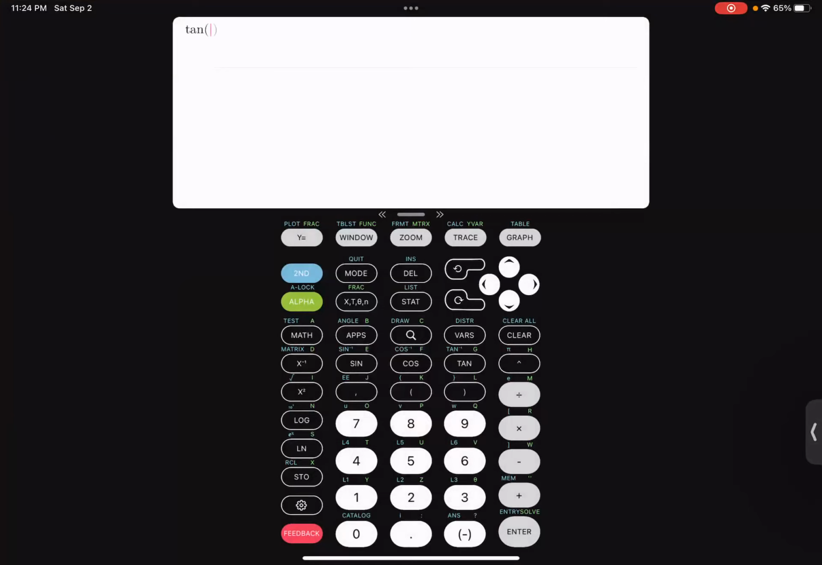What is tangent? I'm not good at memorizing the numbers. So that is 51.4283. This is in degree mode, so I don't need to change anything. Then I hit enter. So I got a value here.